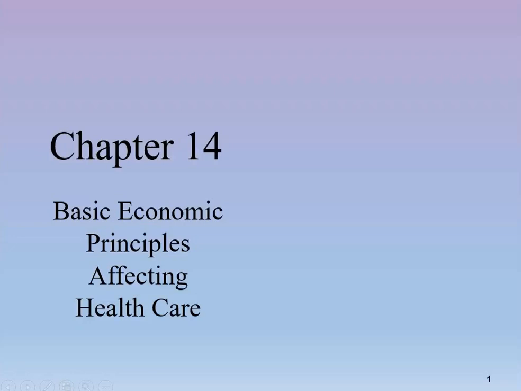Be advised that there's several tables on this particular chapter that you should take a look at. First of all, table 14.1 is an illustration of the law of diminishing marginal return or utility. Table 14.2 is the demand schedule for pizzas. And table 14.3 is factors that affect the demand for healthcare services, and 14.5 factors that affect the supply for healthcare services. So all of those figures are important to take a look at.